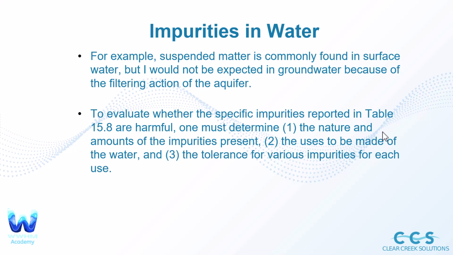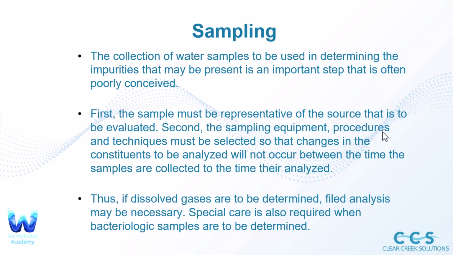And to evaluate whether the specific impurities reported in the table are harmful, one must determine 1, the nature and amounts of the impurities present, 2, the uses to be made of the water, and 3, the tolerance for various impurities for each use. So not all water is used the same. You can sometimes have more impurities in a water if it's used for a different use as opposed to drinking water, for instance. So let's talk about sampling.